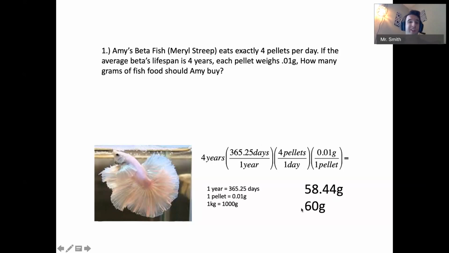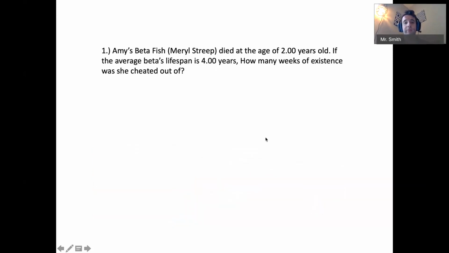Since Meryl Streep is no longer with us, we ended up being left with quite a bit of fish food because we bought quite a bit more than 60 grams worth of fish food. Oh well. And then, again here, I wanted to show you how I canceled out these units. Remember, any unit you put on top, you have to immediately put on the bottom to cancel them out. That's what furthers the problem along.